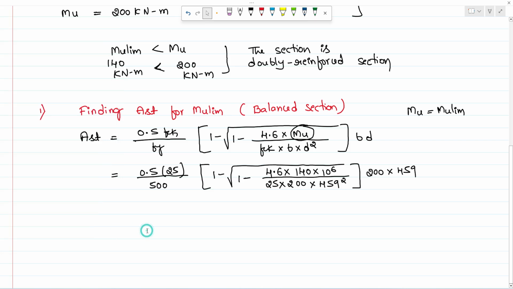So area of steel Ast is nearly equal to 865 mm square. This is the area of steel for balanced section. I will call this as T1. Next, our second step will be reinforcement for balanced moment.